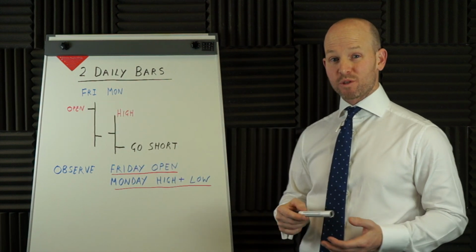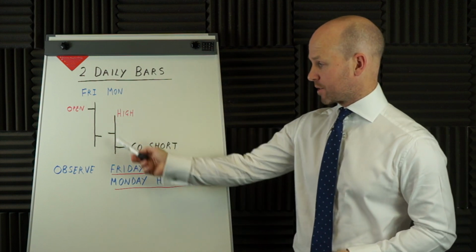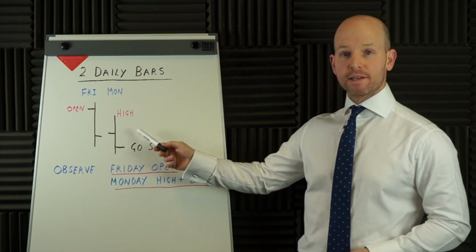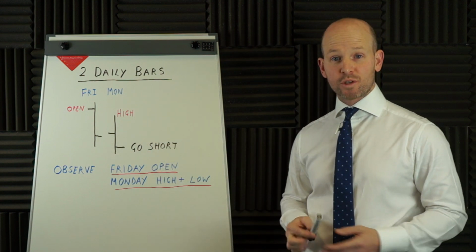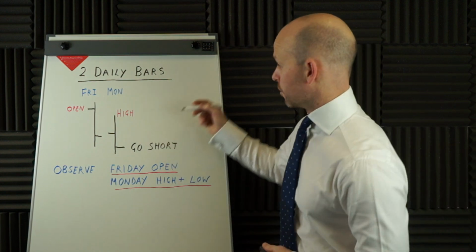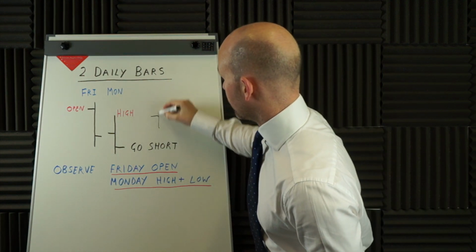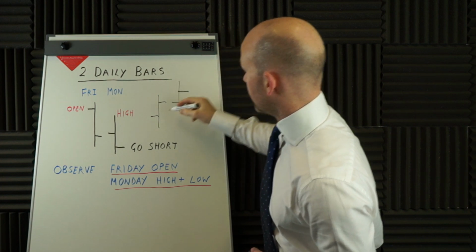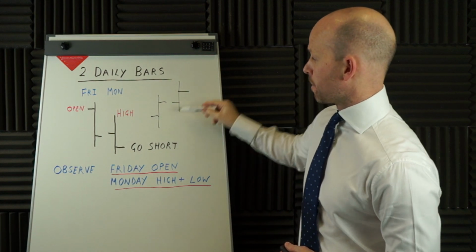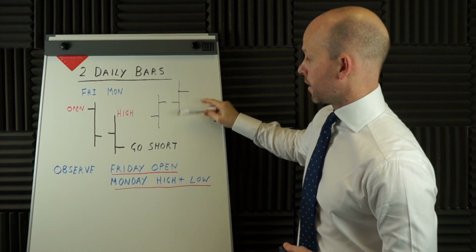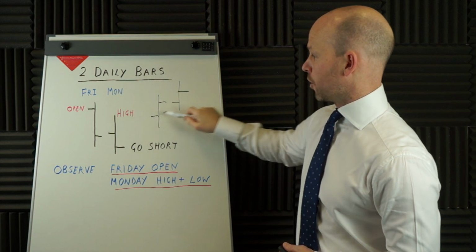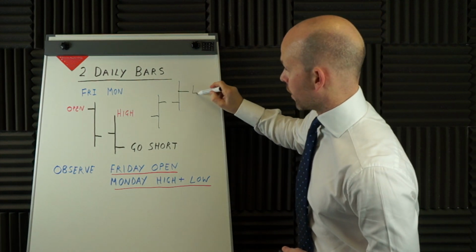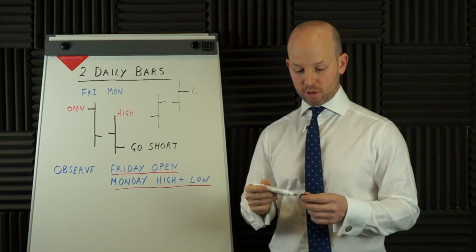Okay, so it looks like we've got some short-term momentum to the downside. And as soon as we see that, as soon as the bar's closed on Monday, we want to go short. We're going to enter immediately at market. And of course, the opposite is true. Let me just do a little diagram. We want to see the open of Friday. Let's say this is Friday, the open here. Monday, we want to see the low of Monday higher than the open on Friday. So we've got a bit of short-term momentum to the upside, and then we go long as soon as the market closes on the Monday.